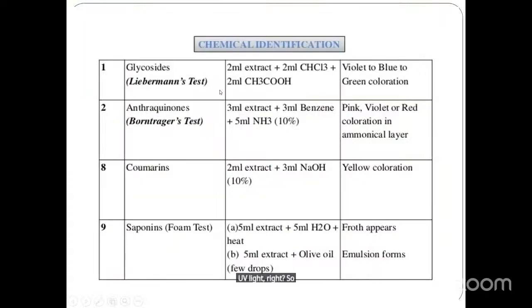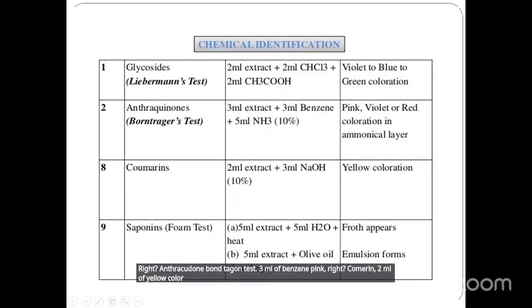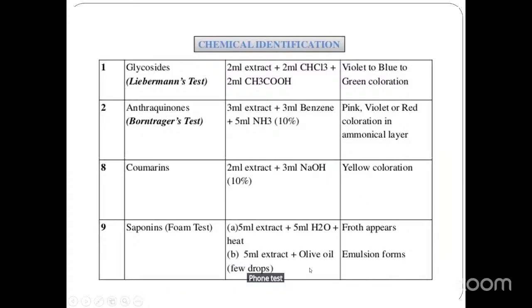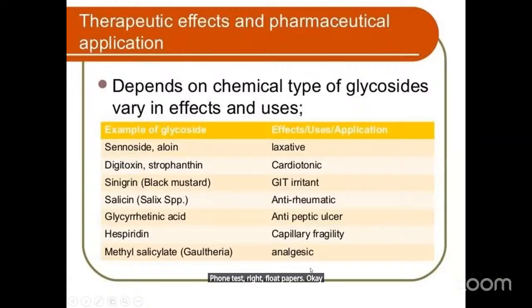So this we have already seen, chemical identification: violet to blue, Liebermann-Burchard, violet ring is there, right? Anthraquinone, Borntrager test, 3 ml of benzene, pink, right? Coumarin, 2 ml, yellow coloration. Foam test, right? Froth. Okay.